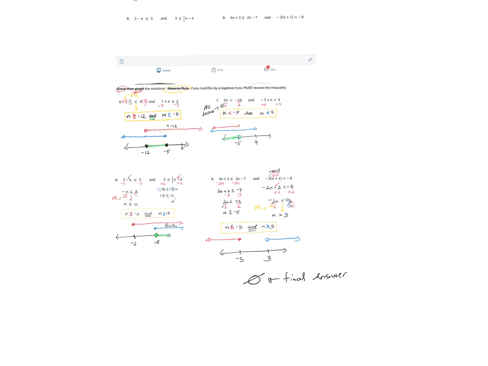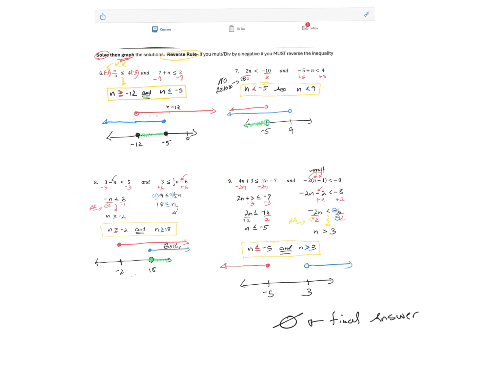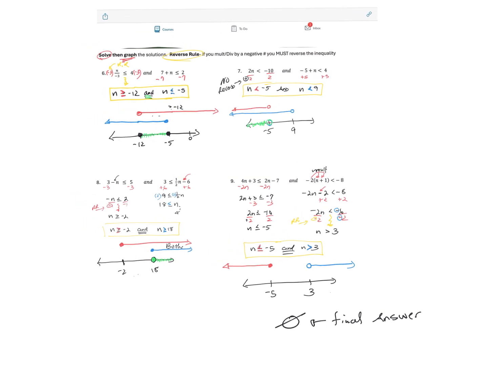So this is what your work should look like, and that's not what I've been seeing at all in the homework so far that people have been submitting. Okay?